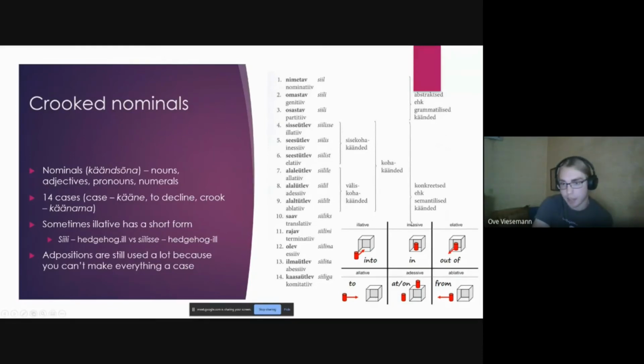And here's a little illustration of the cases. So we also have translative, which means to become something. Terminative, which we use as to reach something. Essive as to be something. Abessive, without something. Comitative, with something.